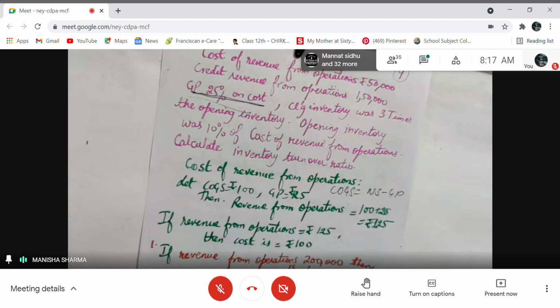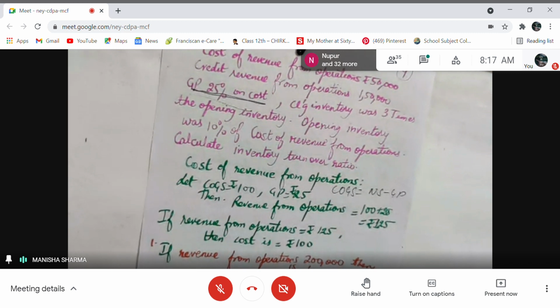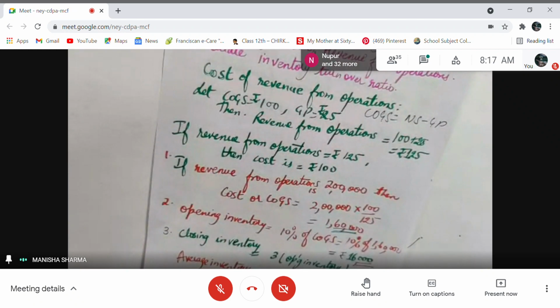So the total sales in the question are 2 lakhs. So we have total sales or net sales given: if revenue from operation is 2 lakh, then COGS will be equal to 2 lakh into 100 upon 125. That I explained to you, unitary method, right? So it would be 2 lakh into 100 upon 125. COGS will come out to be 1,60,000.